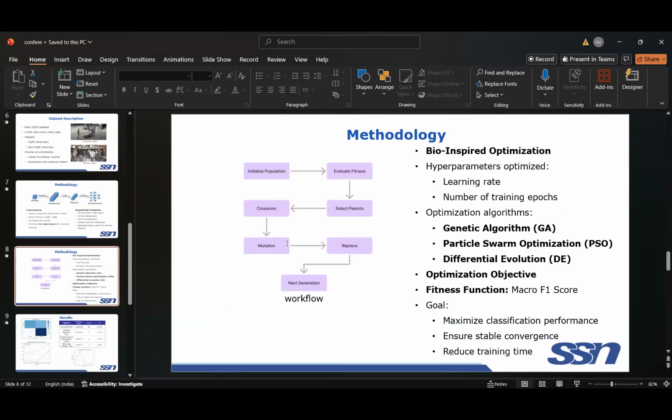We optimize two key hyperparameters, learning rate and number of epochs. Three bio-inspired algorithms, genetic algorithm, particle swarm optimization, and differential evolution, are used here. The main optimization objective is to maximize the macro F1 score while ensuring stable convergence and reducing training time. This is the workflow of our project. It illustrates the overall workflow starting from video input, pre-processing, model training, bio-inspired optimization, and final evaluation.